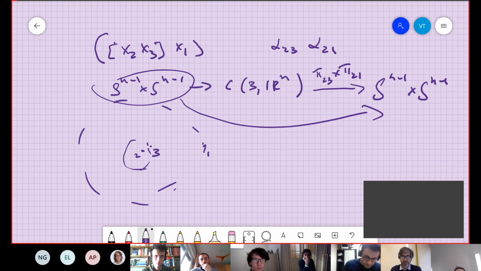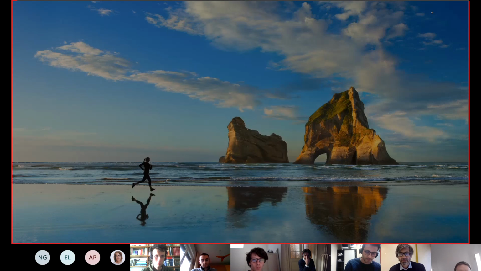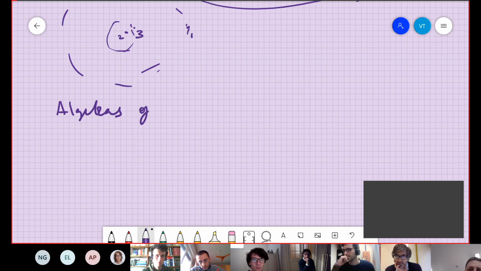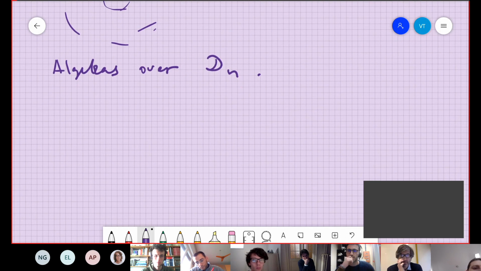Okay, good. So maybe I just say a very nice property of this little disk operad is that it is formal. Or maybe instead of saying this, maybe I just say what are algebras over little disk operads. This is also a very important statement. So, algebras over the little disk operad over Dn.